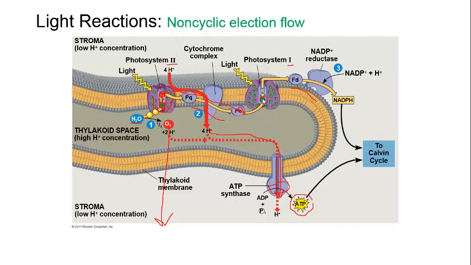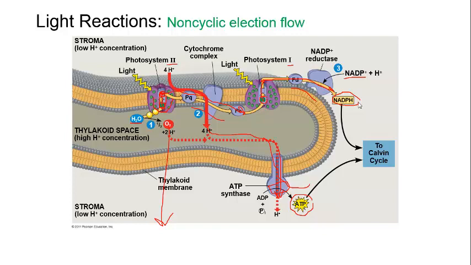Again, they jump up to a higher energy state, get grabbed onto by a primary acceptor, go down a second electron transport chain. Waiting at the end of this second electron transport chain is going to be NADP+. NADP+ gains the electron. It also gains the proton that went through ATP synthase, and it becomes NADPH. NADPH is made specifically during photosystem 1.